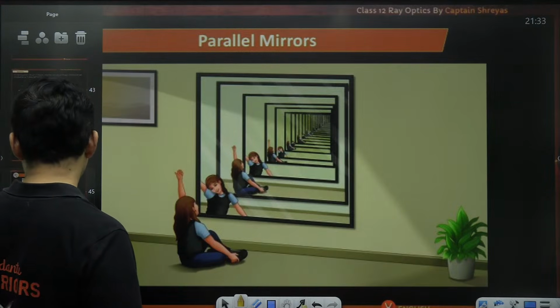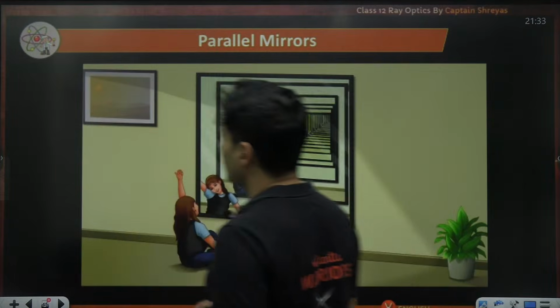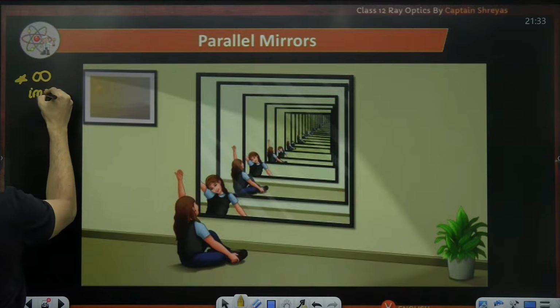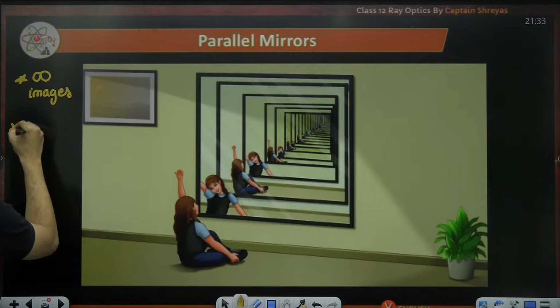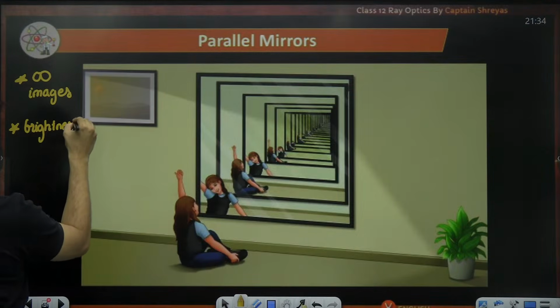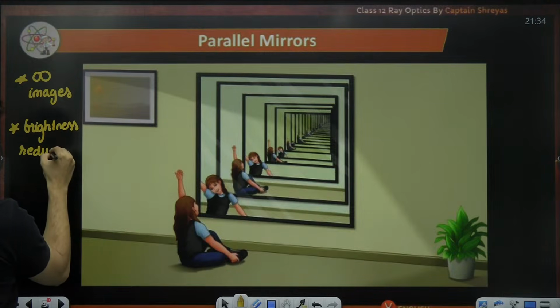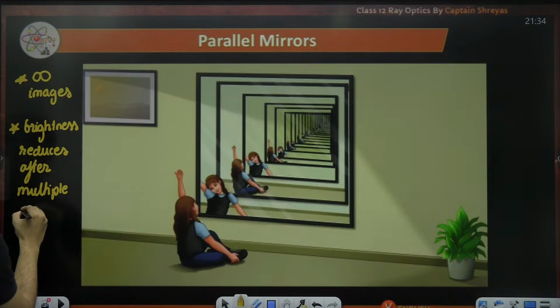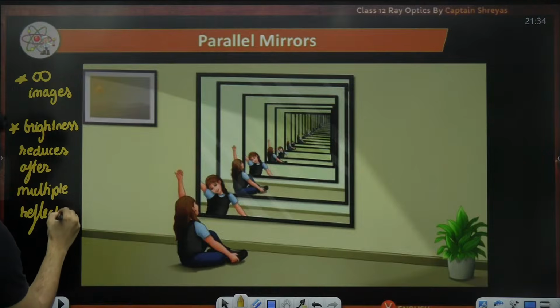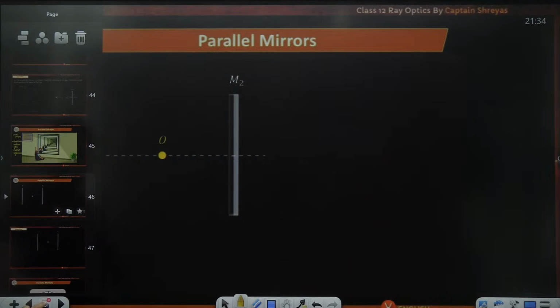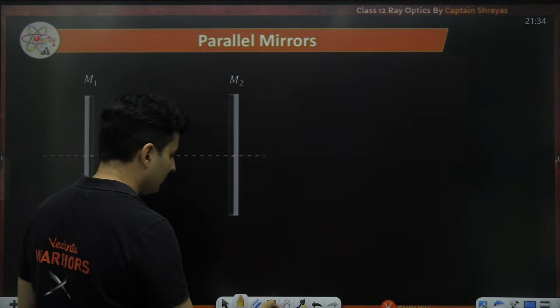So, what I can say is, number one, infinite images. Number two, the brightness reduces after multiple reflections. Okay, brightness reduces.